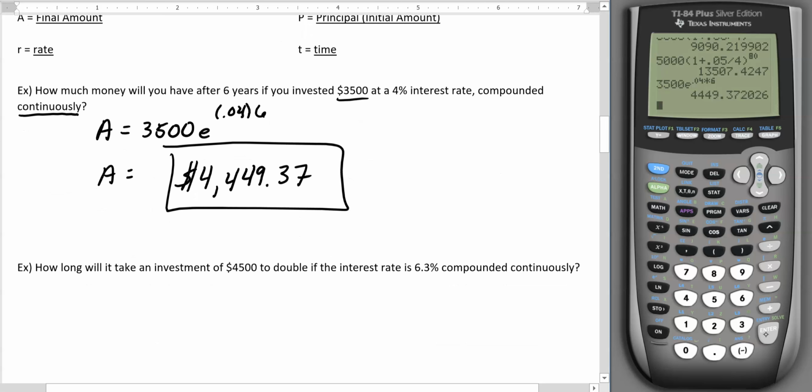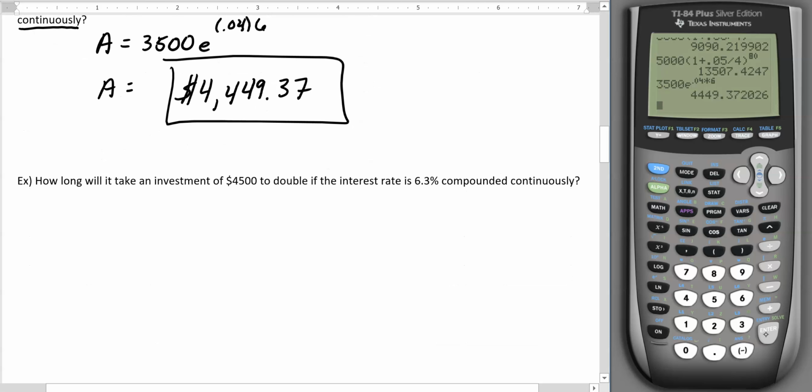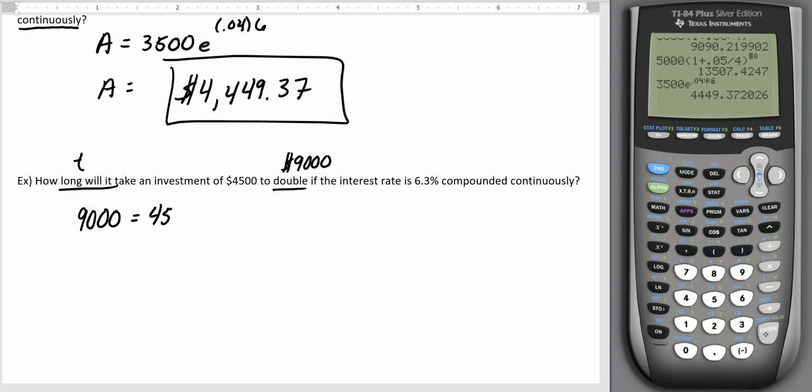How long will it take an investment of $4,500 to double if the interest rate is 6.3% compounded continuously? So how long will it take? So I'm definitely solving for my t here. So to double, that would be $9,000 if my initial amount is $4,500. So I'll say 9,000 equals 4,500 e to the r, 0.063 t.